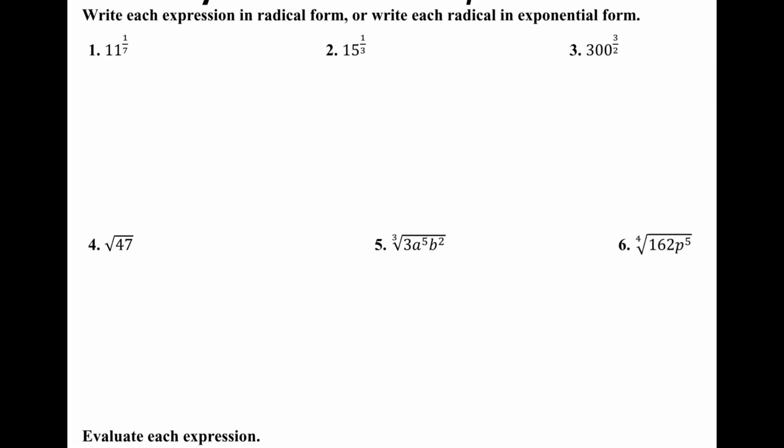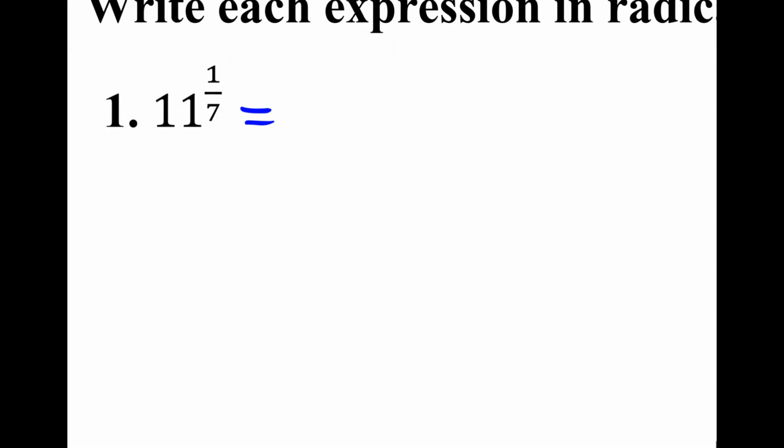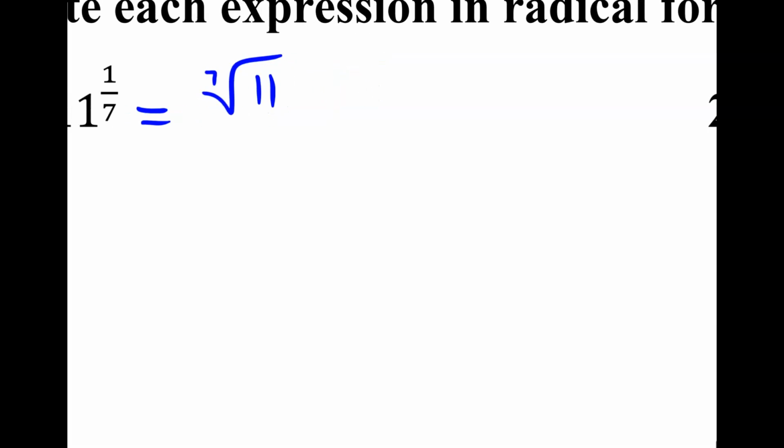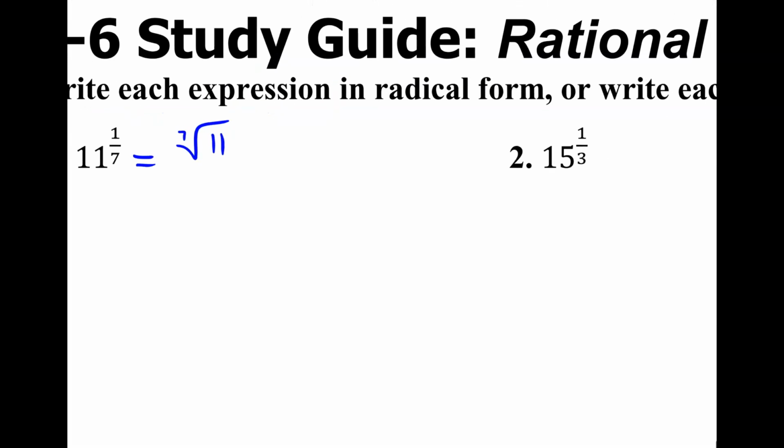Definitely 1 through 6. These are good. This is the level I want you to be able to do. This first one, what is 11 to the 1/7? We just want to express it in radical form. If I wanted you to actually evaluate it, you would have to put the 7th root of 11 into your calculator, but I just want radical form.